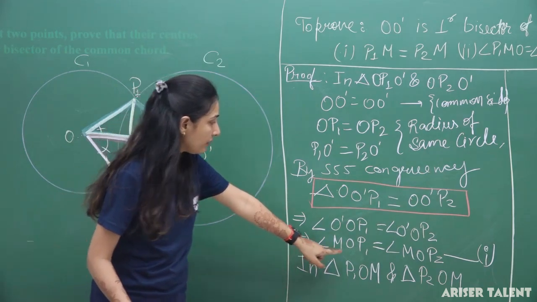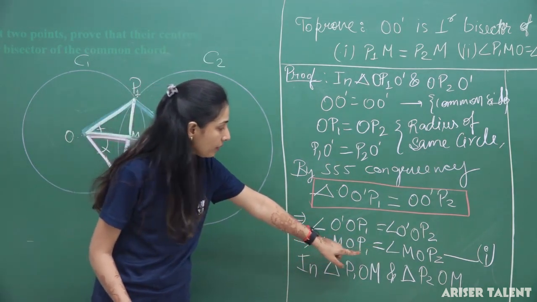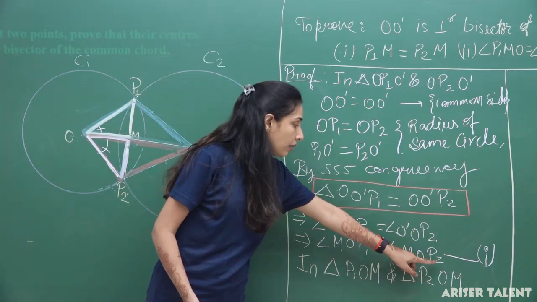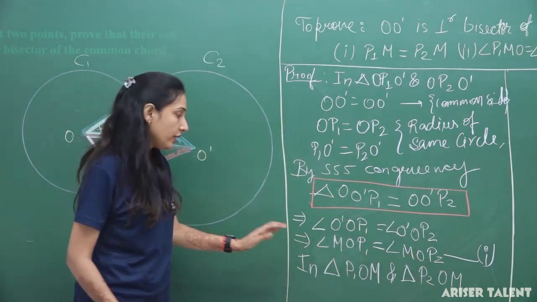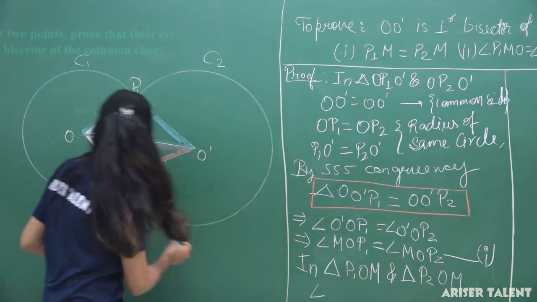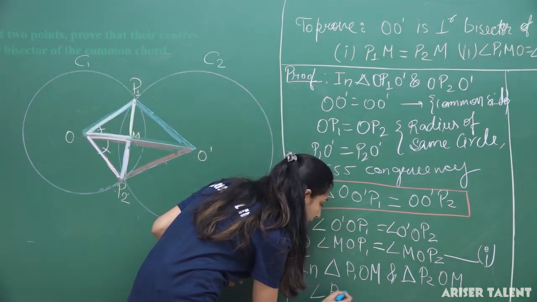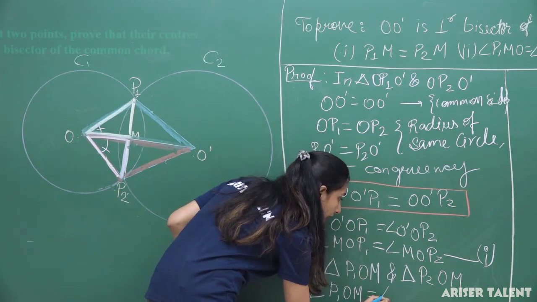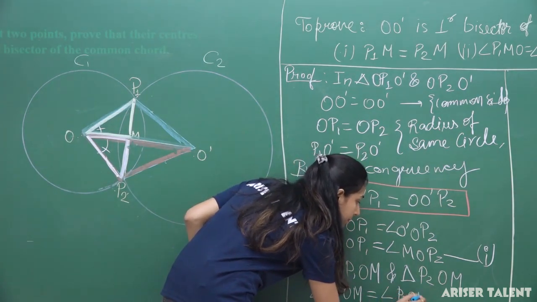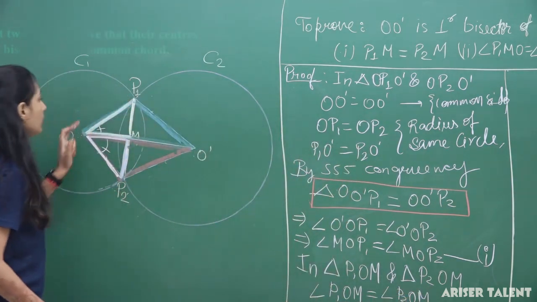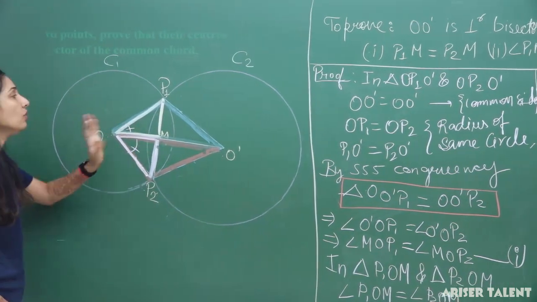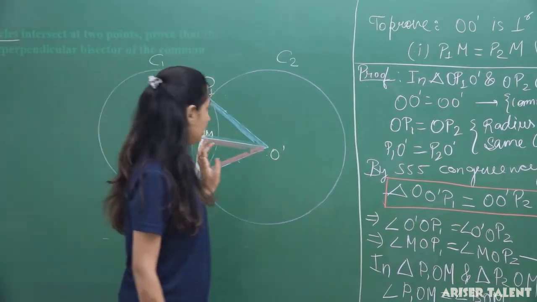We have proved, we have this thing here, P1OM equals to P2OM, right? So, we can have that this angle is equal to this angle. So, angle P1OM equals to angle P2OM. Okay, this is for sure.